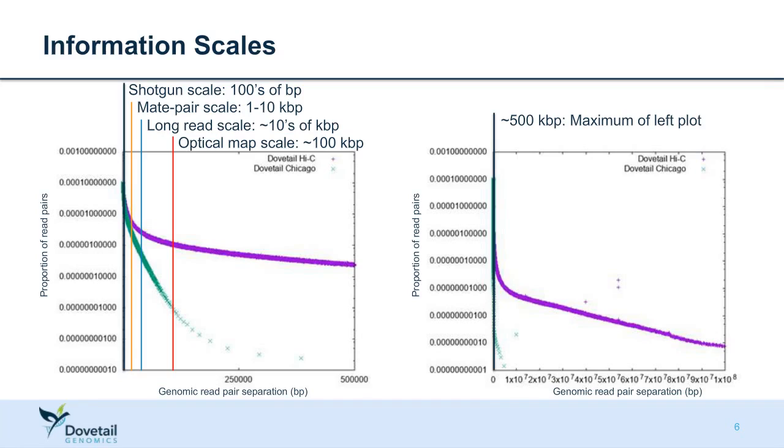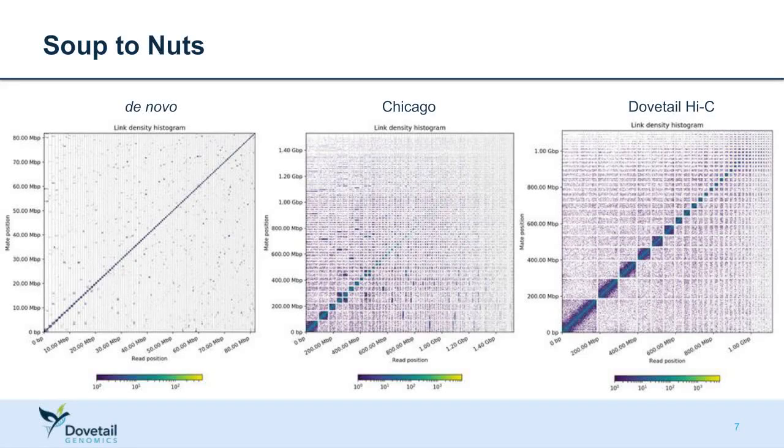One thing to take out from this picture on the left, you can see that the decay in green for Chicago actually plateaus or even decays after 250 kb. I'll say about 100 kb. But on the Dovetail Hi-C, we continue to see a flat line all the way to the right, so we can still get information beyond 500 kb, which is why we're showing you the plot on the right. In this case, the scale is much bigger, up to 100 megabases. So you can see that the characteristics of Hi-C go all the way up to 100 megabases.